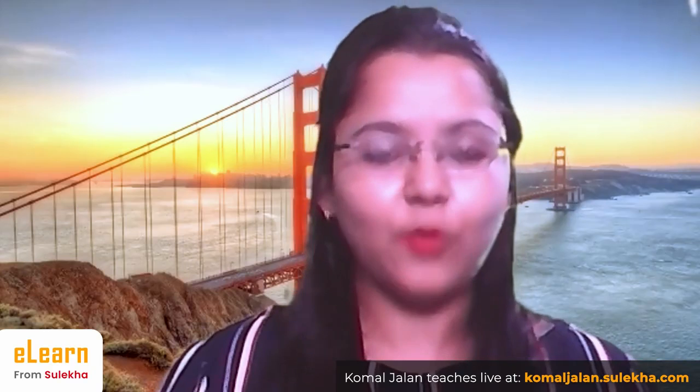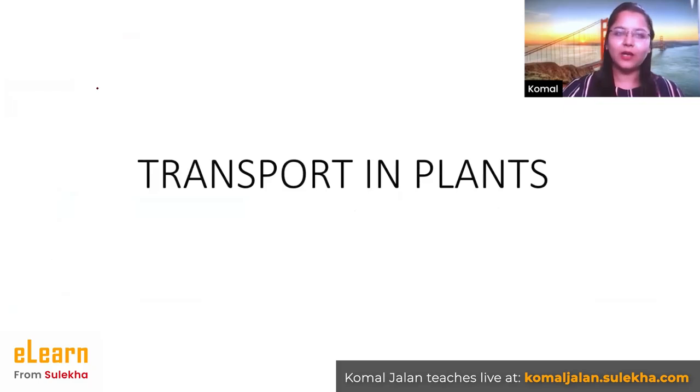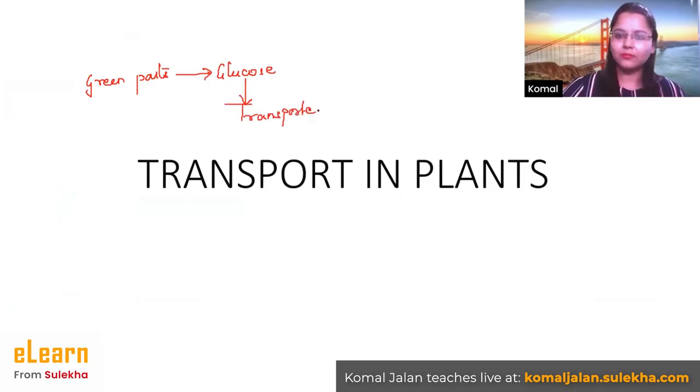Today, we will be discussing transport in plants, how food is transported from the region of its production to the region where it is utilized. Okay, so let's start with the topic. We all know that green plants are autotrophic in nature. They are able to prepare their own food. So the green parts of the plant are able to synthesize the food, which is known as glucose, and this glucose needs to be transported to different parts of the plant. How it is transported from one region to another is our topic of today's discussion.